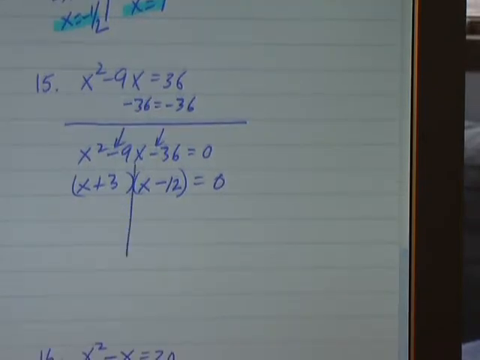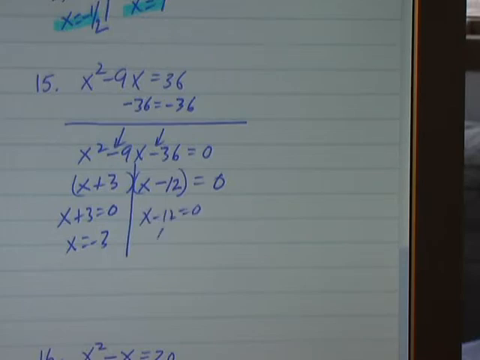So there. My two zeros are, if you solve for x, for the first factor, you get x is equal to negative 3, and x minus 12 equals 0. X is equal to 12. So there are my two zeros. X is equal to negative 3, and x is equal to 12.